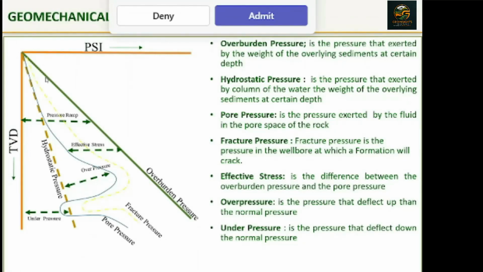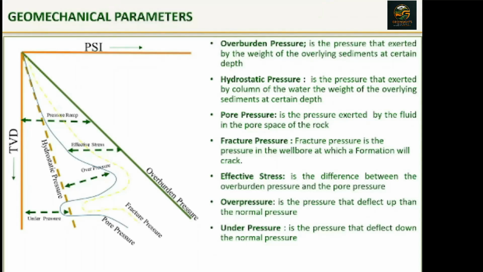The hydrostatic pressure is the pressure exerted by a column of water or fluid. The pore pressure is the pressure exerted by the fluid in the pore space itself. What is the difference between pore pressure and hydrostatic pressure? As you know, in normal formations, the pore pressure is equal to the hydrostatic pressure. Once you find that the pore pressure is higher than the hydrostatic, it is called an overpressure zone. The fracture pressure is the pressure at which the formation starts to fracture.